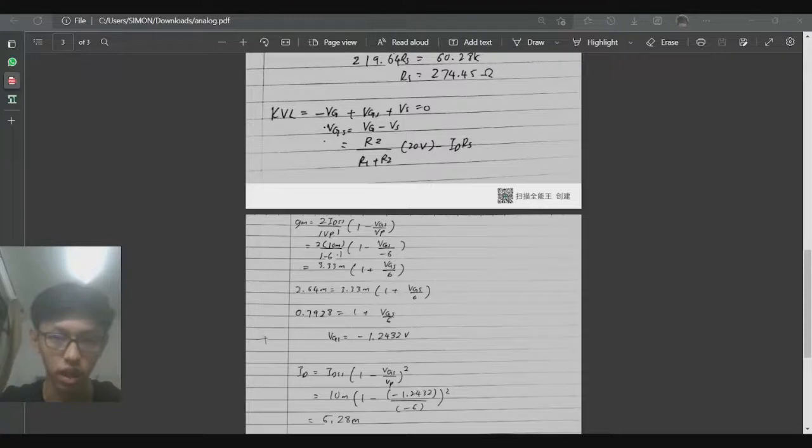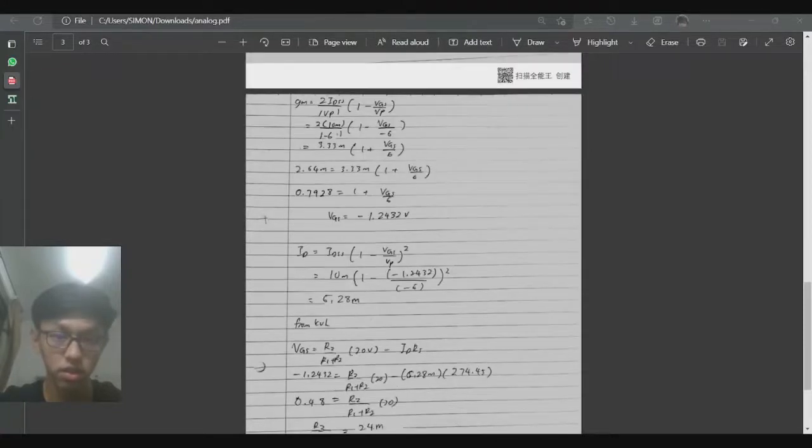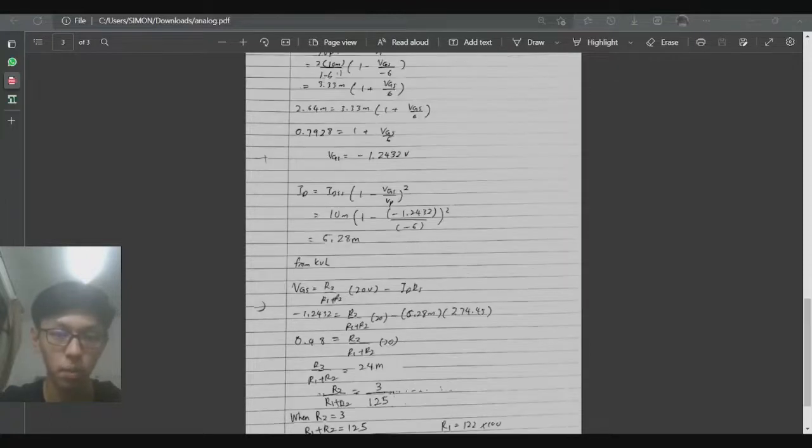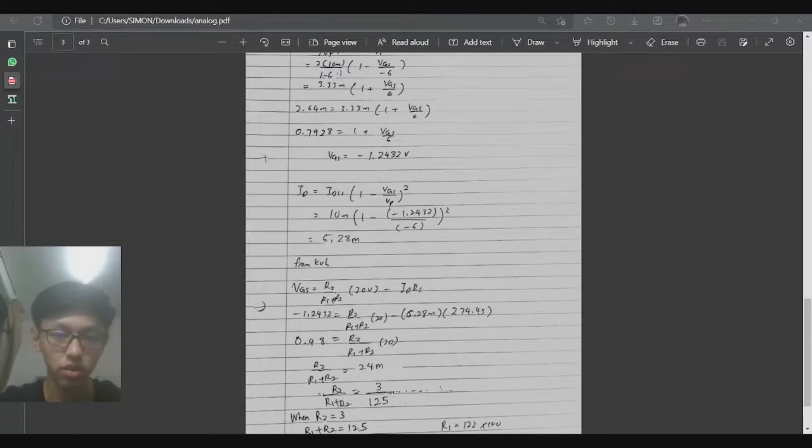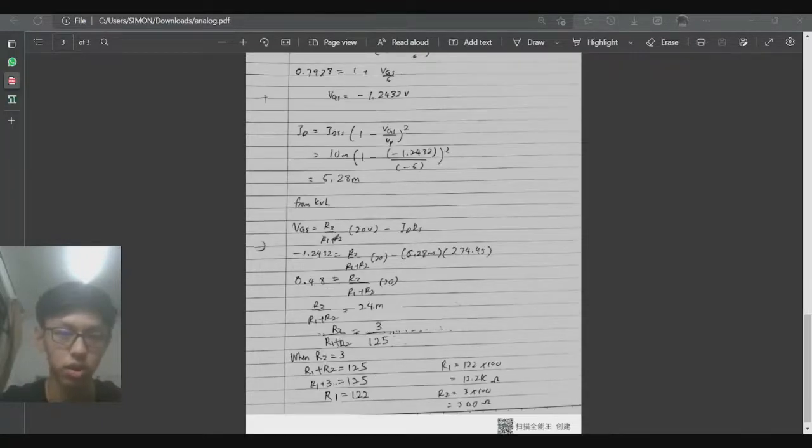So we solve for the unknowns, which are ID and VGS. By using this formula, we can find VGS. So substituting the values from the previous, we get VGS equal to negative 1.2434. Next, same as ID, we substitute all the values from the equation and from the previous calculation, and we get ID equal to 6.28 milli.